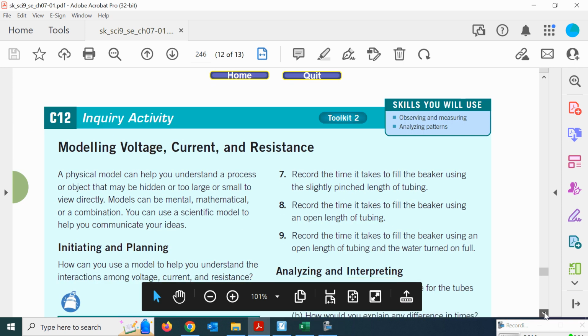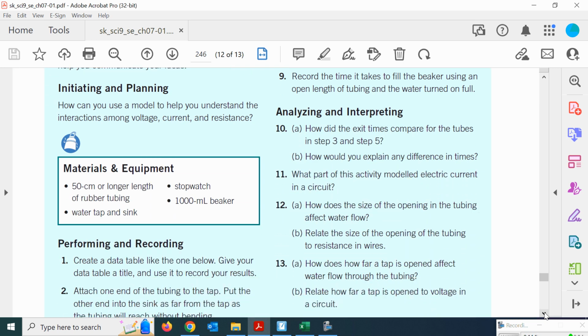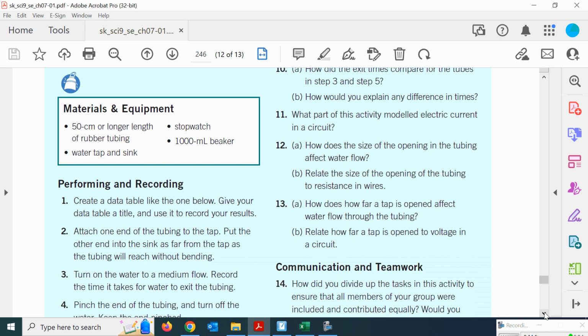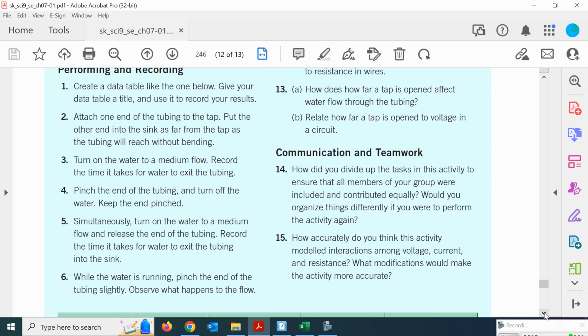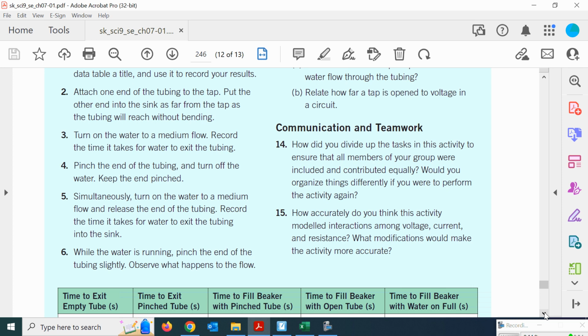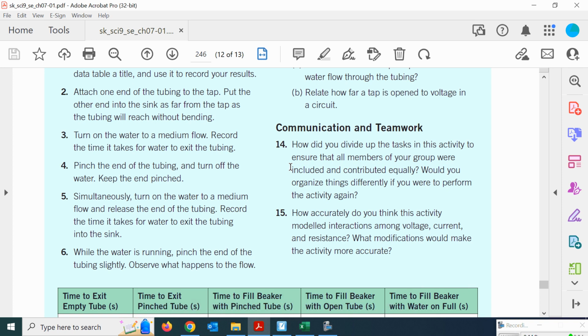We're not doing a study question, but here's what they say: how can you use a model to help understand interactions among voltage, current, and resistance? Here's what we're going to do. We've created the data table, number one. Number two, we've got tubing on the tap, without bending much. We're going to curl it a bit, but not a hard bend. We're going to turn on the water to a medium flow and record the time it takes the water to exit the tubing.